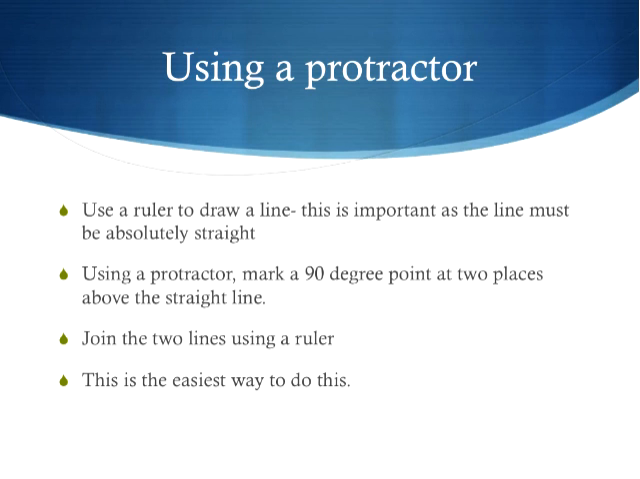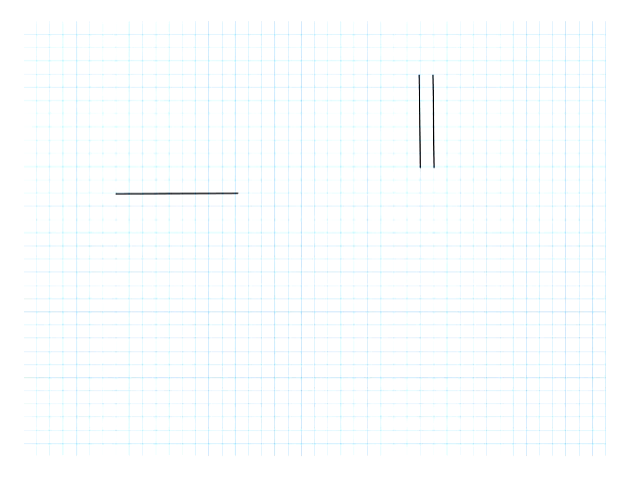So I want you to use a pencil and a ruler and draw one straight line. And you can call that line AB if you like. Then, using a protractor, you're going to mark a 90-degree point at two places above the straight line. And then you're going to join the two lines using a ruler. And this is the easiest way to do this. So I'm going to go to my graph paper that we saw at first, and we're going to explain this.